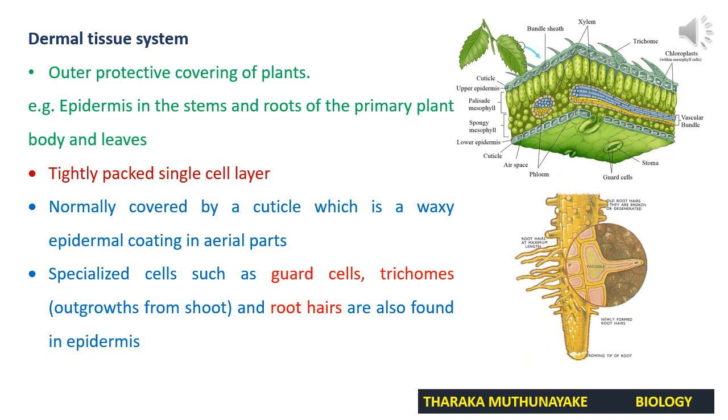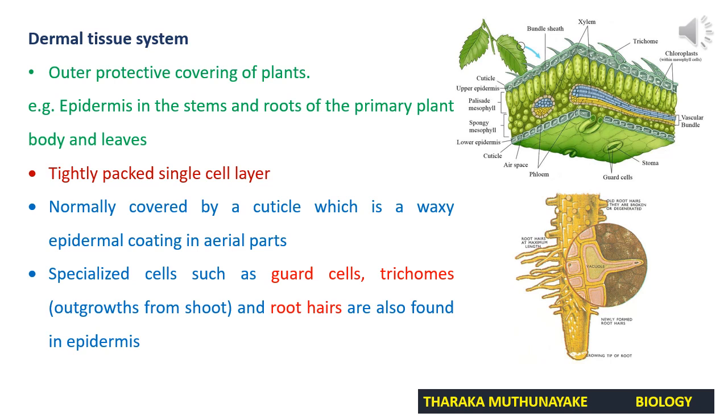In the upper right hand corner, you can observe a transverse section of part of a leaf. There you can observe the upper epidermis and lower epidermis. Both belong to the dermal tissue system. And the diagram at the right bottom corner represents a root, actually a root tip. You can observe root hairs. Those root hairs are found in epidermal cells. That enlarged circle represents some epidermal cells with root hairs.